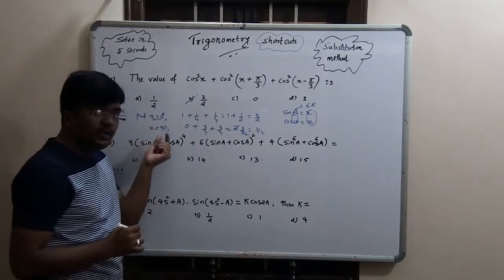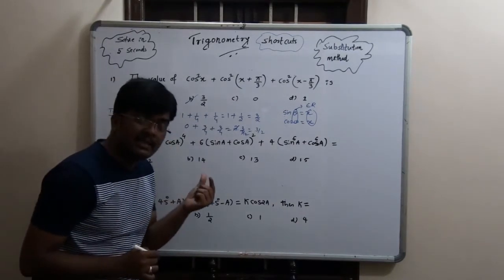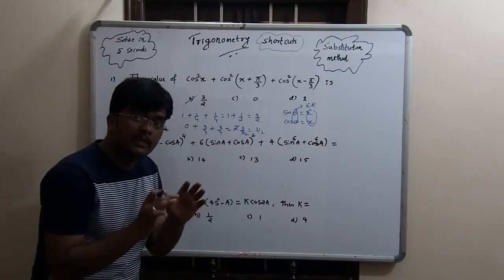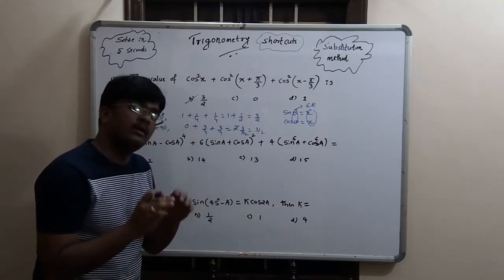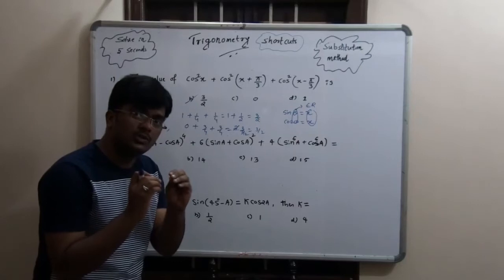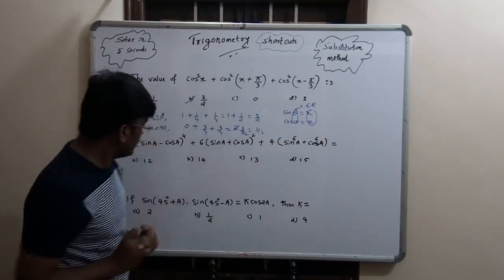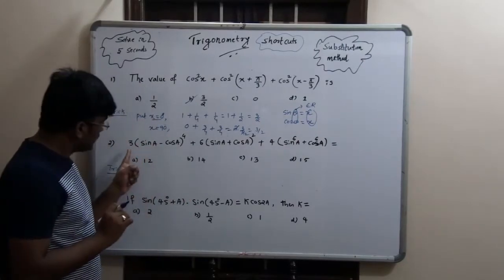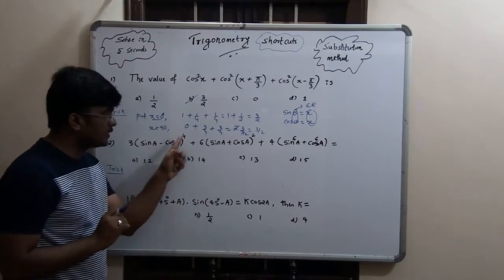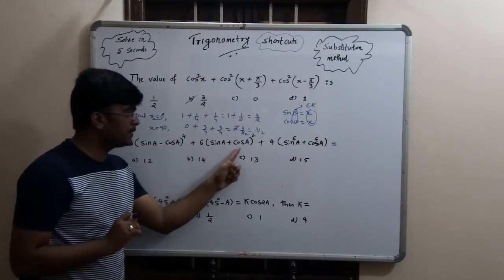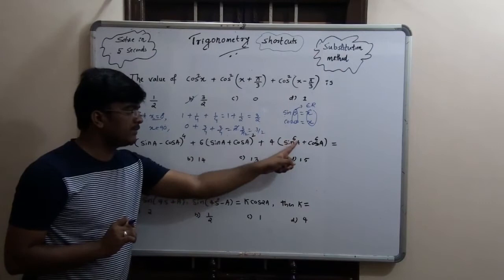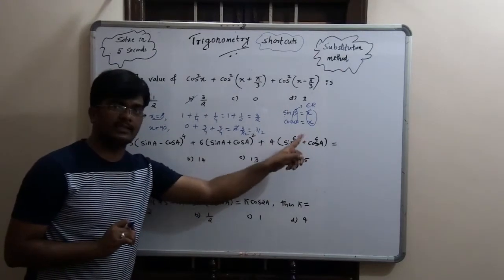Either you can take 0 degree or 90 degree, it doesn't matter. Which one will be easier matters a lot. So you pick the easiest angle to do the sums in a simpler way. So go with the next sum here: 3 times sin a minus cos a raised to 4 plus 6 times sin a plus cos a square plus 4 times sin raised to 6a plus cos raised to 6a.